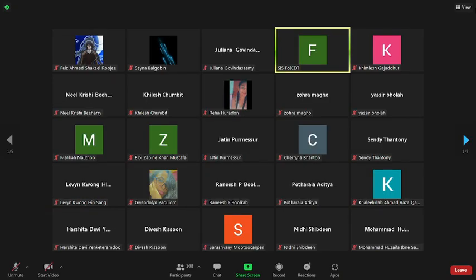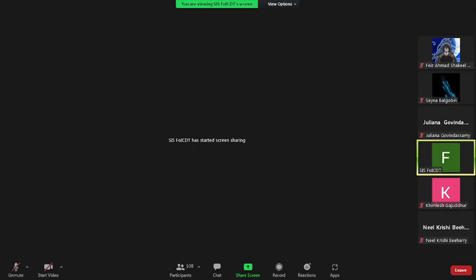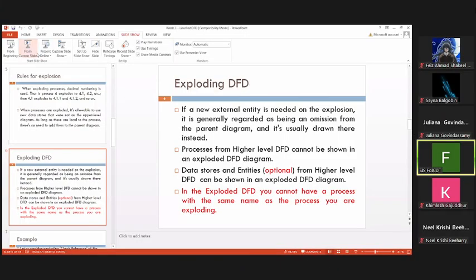When we see an example, maybe it's going to be clearer. So this is the last point about exploded DFD. You cannot have a process with the same name as the process you are exploding. Very often I've seen it. Sorry, I need to share, let me share.